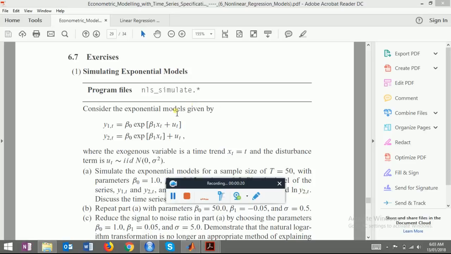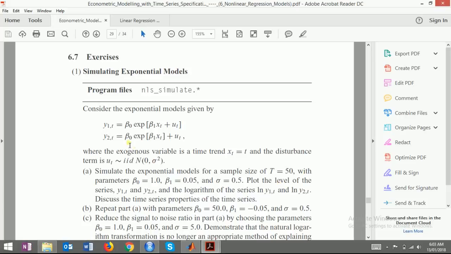The problem is NLS simulate; we'll start with the exponential model. The first exponential model given cannot be transformed to a linear model, as you can recall, because it is intrinsically non-linear. But the second model is intrinsically linear: beta naught exponential of beta 1 xt times ut. The exogenous variable is a time trend, and the disturbance term ut is IID N(0, sigma squared).